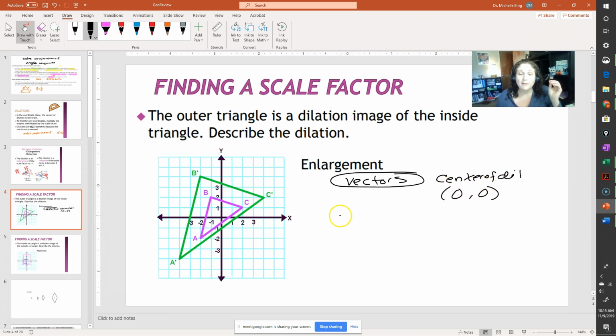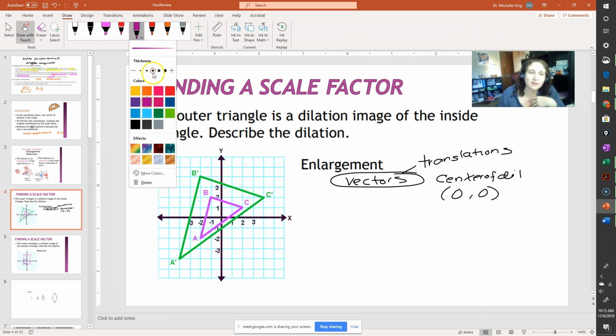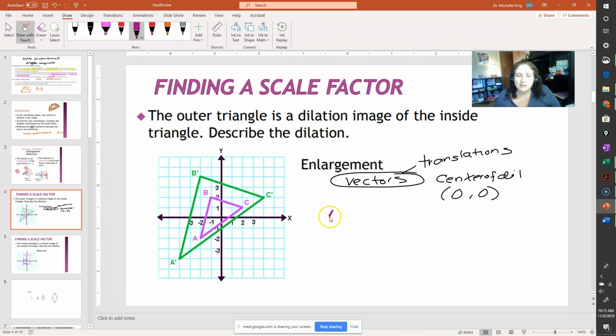So when I talk about vectors, remember vectors are like translations. Even though technically in this case, because what I'm talking about is specifically from the origin, the point and the vector are the same. The difference is I'm going to put the little brackets instead.